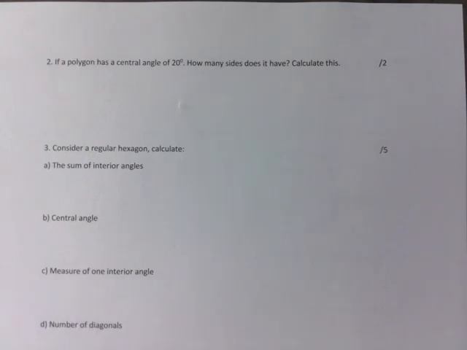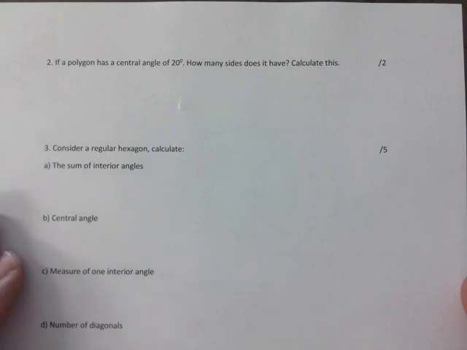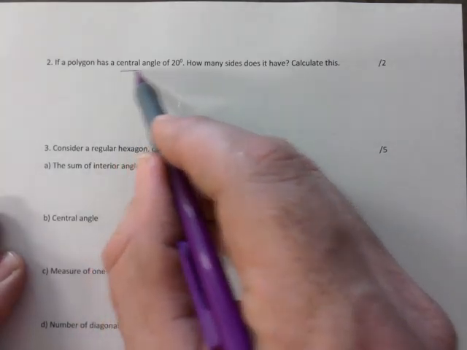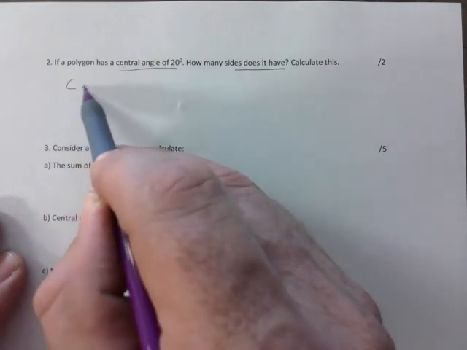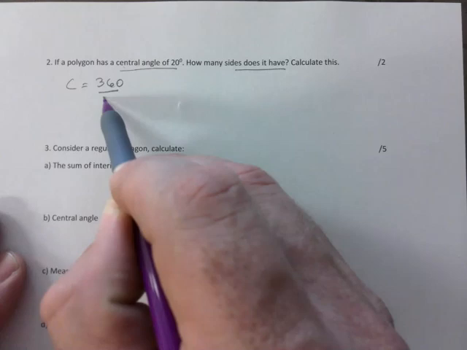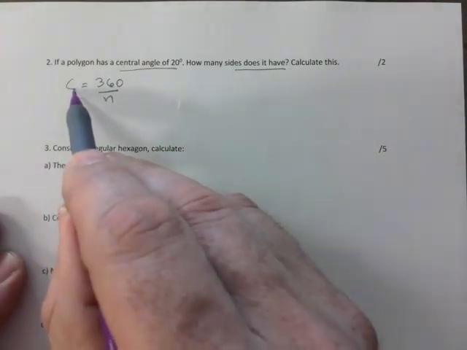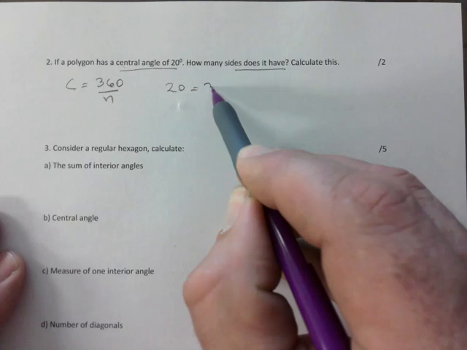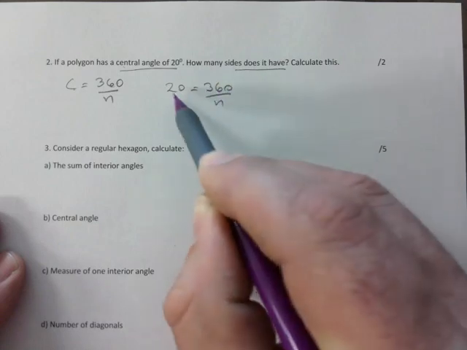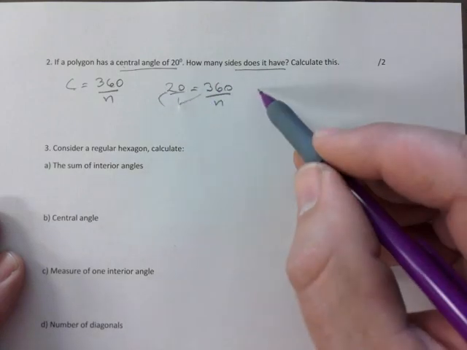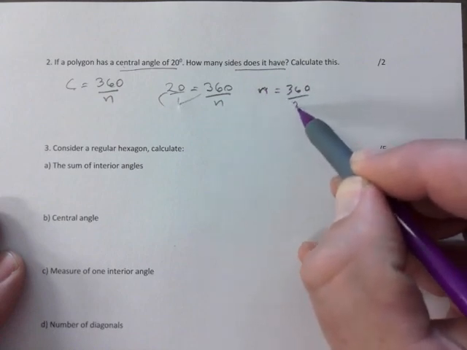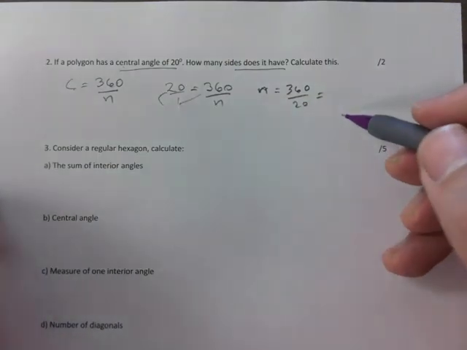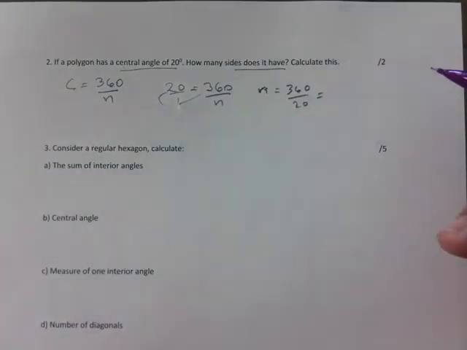These are always 2 marks. Okay, backwards are always 2 marks. Calculate if a polygon has a central angle of 20, how many sides does it have? What are you thinking of if it's central angle? 360 over n, that's the formula. You have the 20, you have C. Cross multiply and divide. So it's 360 divided by 20. That's 18. No. Is it 18? Yeah, 18 sides.